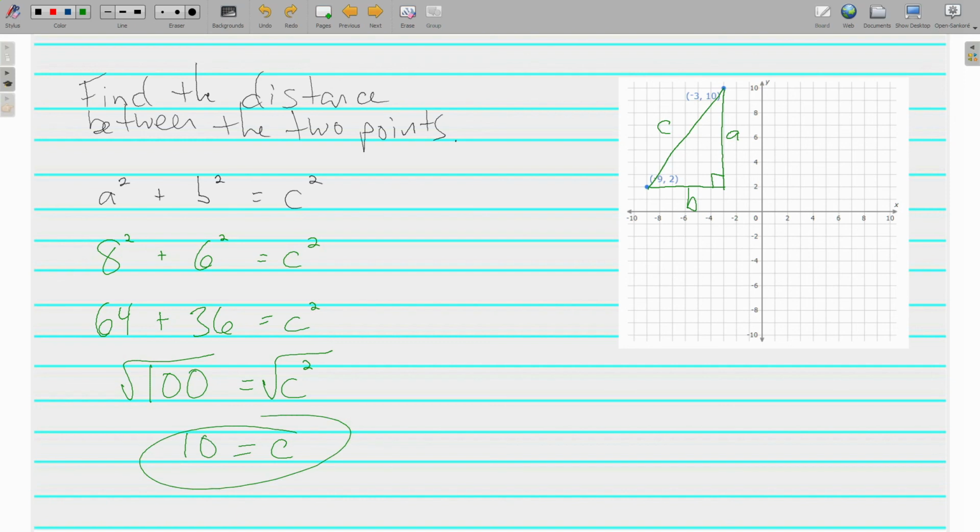So we will have to do some distance finding between points on the coordinate plane, and there's a couple of ways that you can do it when the points are not lined up nice and pretty horizontally or vertically.